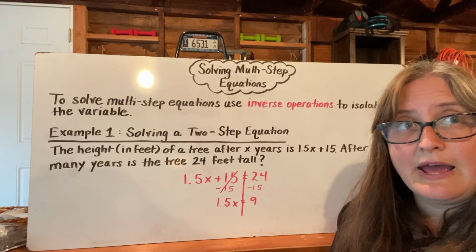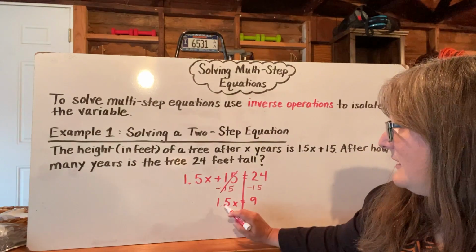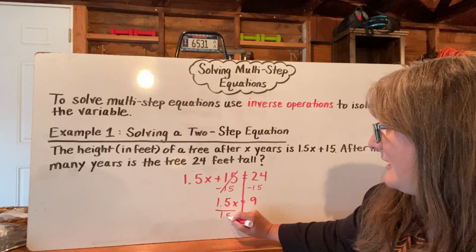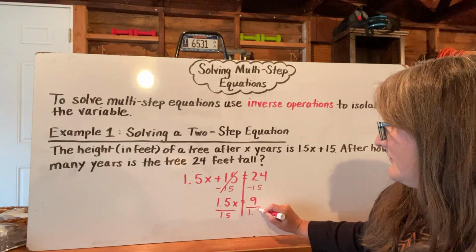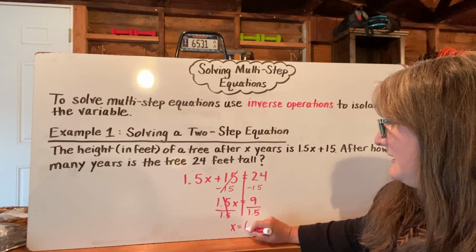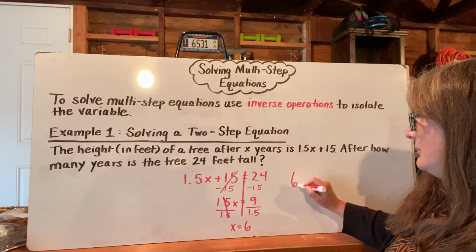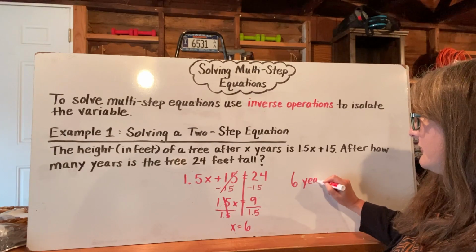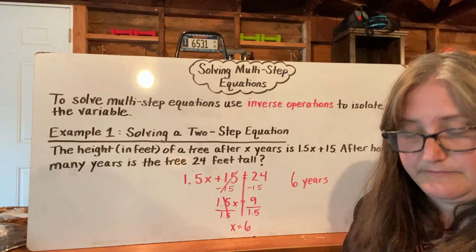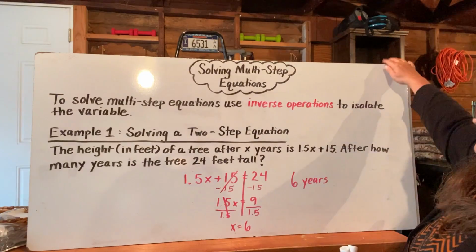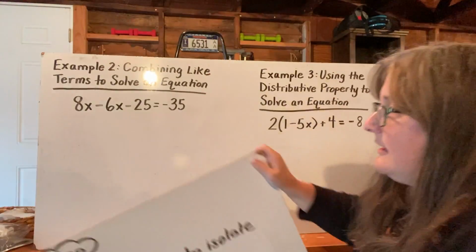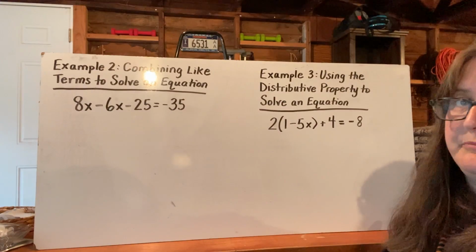I still don't have x isolated by itself. I need to get rid of the 1.5. So I'm going to divide each side by 1.5. And I get x equals 6. So in this case, it will be 6 years before the tree is 24 feet tall. Let's take a look at another equation.